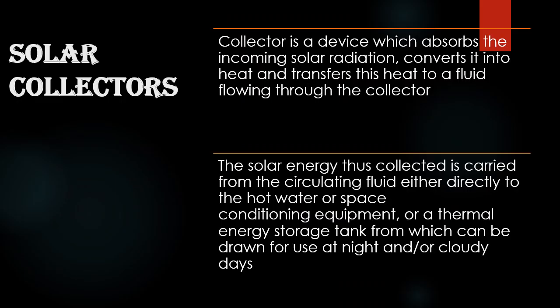Now we have the solar collector. So we have a definition for it. A collector is a device which absorbs the incoming radiation, converts it into heat, and transfers this heat to a fluid flowing through the collector. So the solar energy thus collected is carried from the circulating fluid either directly to the hot water or space conditioning equipment, or to a thermal energy storage tank from which it can be drawn for use at night or on cloudy days. So this is the definition of a solar collector.